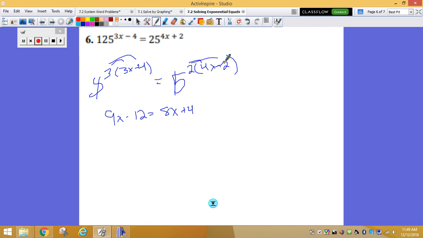I'm going to move my 8x over. And that would give me 1x. Move my 12 over. And that would give me 16. Divide by 1. And x is 16.